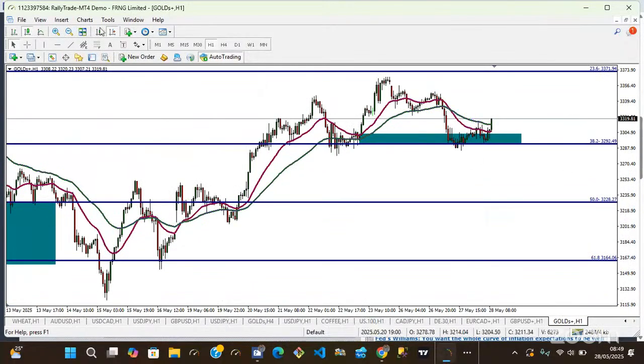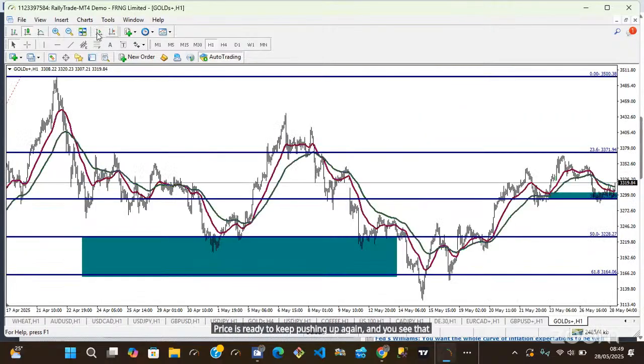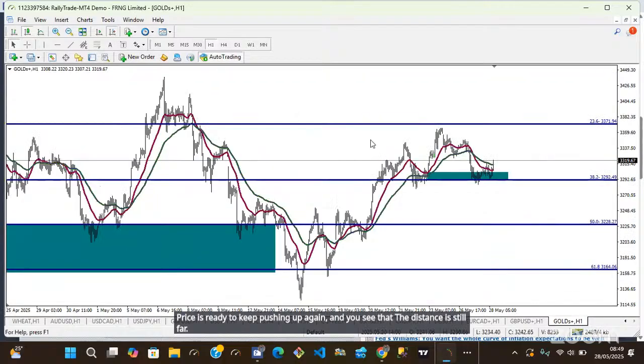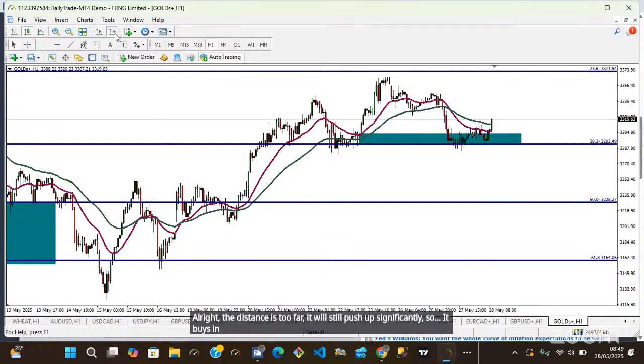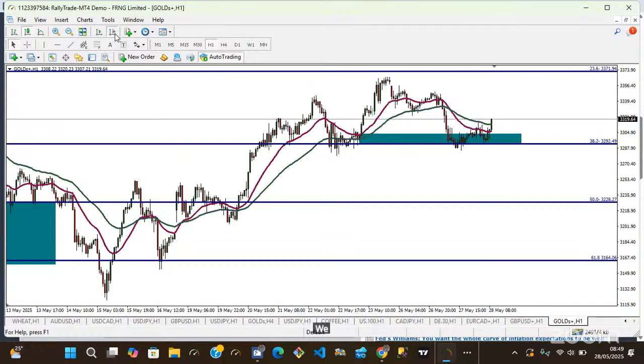Price is ready to keep pushing up again, and you see that the distance is still far. It will still push up significantly. So a buy is in order for gold. We are still bullish. We are in an uptrend. You have the odds in your favor.